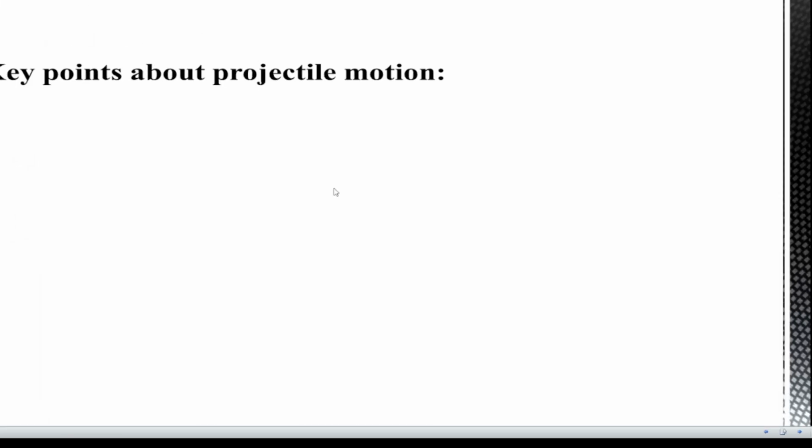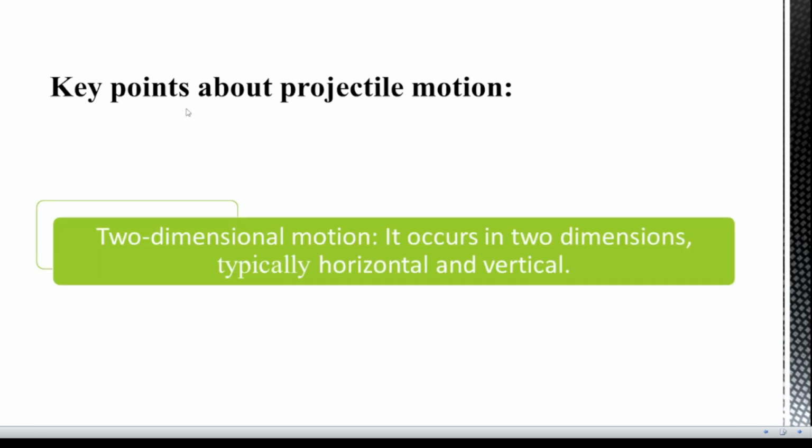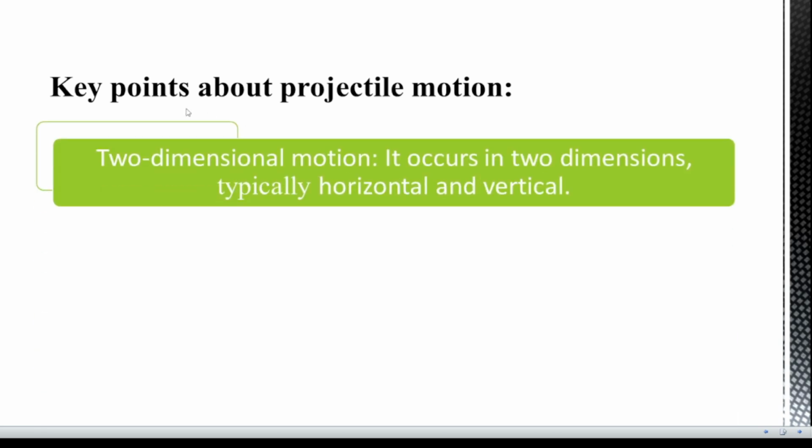Another very important thing is key points about projectile motion. What are the key points? ቁልፍ ነጥቦች ስለተወረወረ ነገር እንቅስቃሴ ቁልፍ ነገሮች። First, it is two-dimensional motion. It occurs in two dimensions, basically horizontal and then vertical.